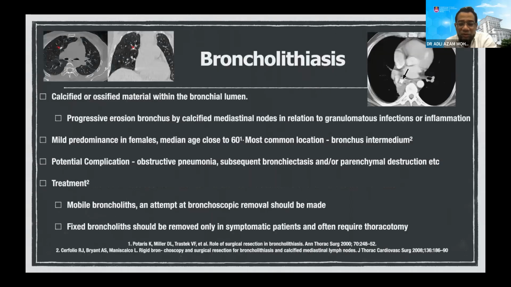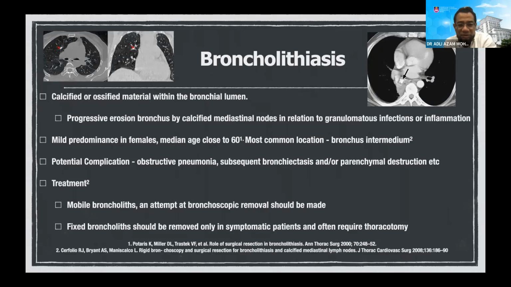Broncholithiasis is not well mentioned in our TB patients. I have never seen one. I mean, we see it in the CT scan and so on, but it has never been referred to me. But even if referred to me, I'm not rushing to go for surgery. Broncholithiasis is a calcified or ossified material within the bronchial lumen. It can be progressive erosion of the bronchus by calcified mediastinal nodes in relation to granulomatous infection or inflammation.